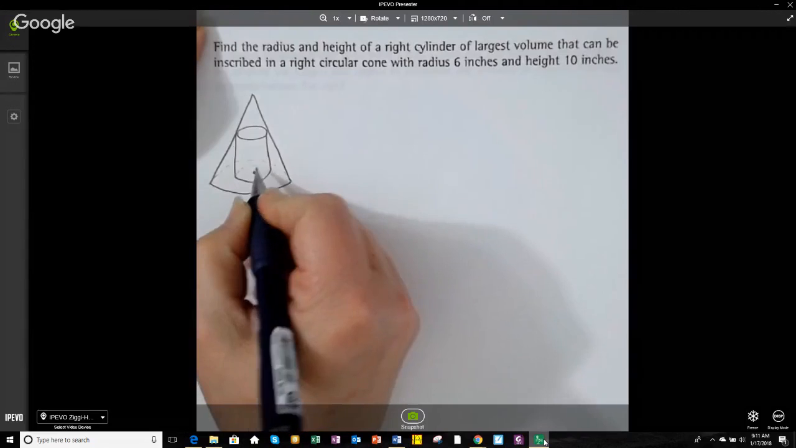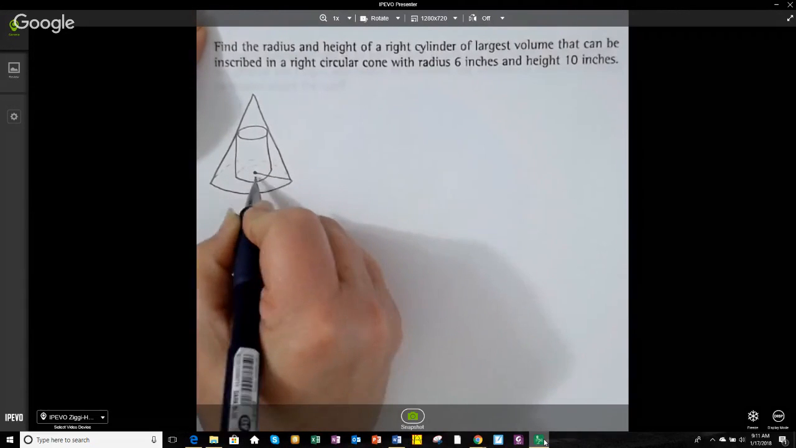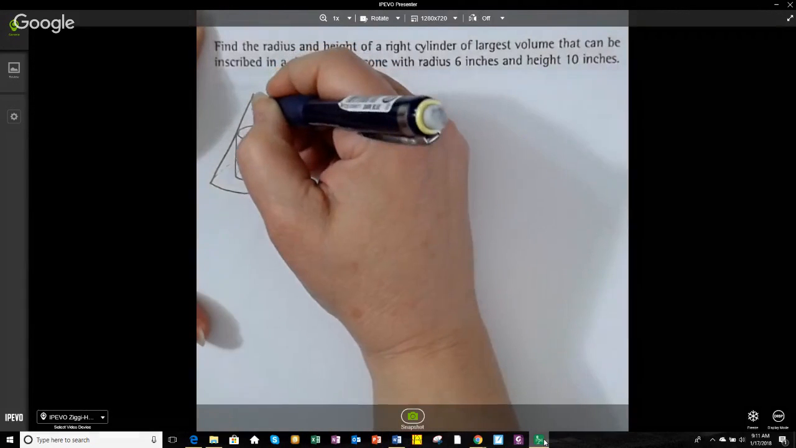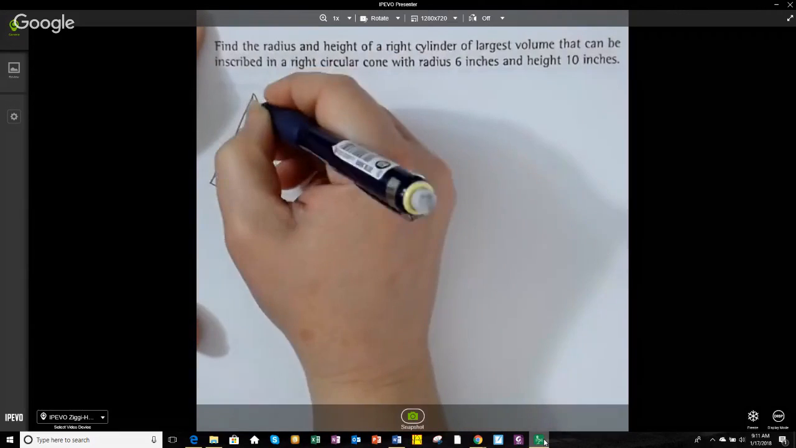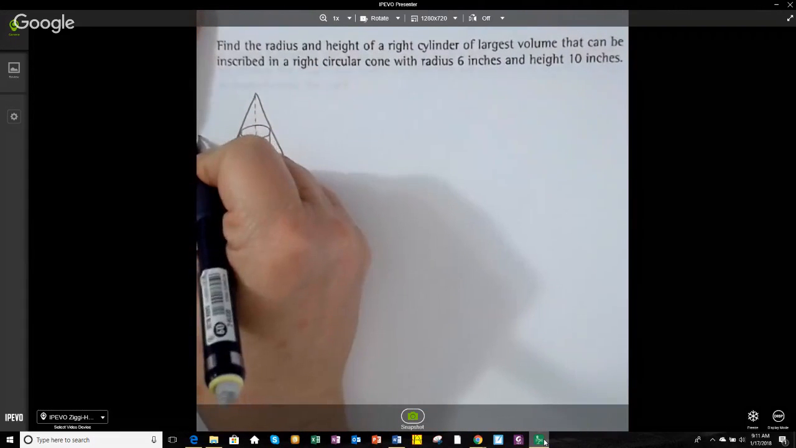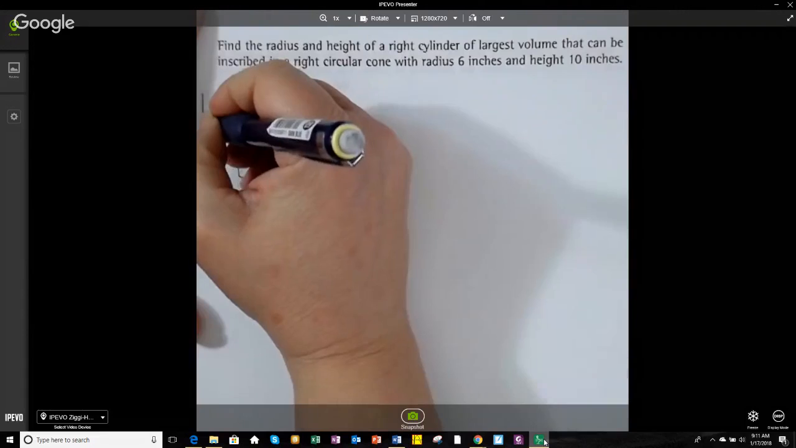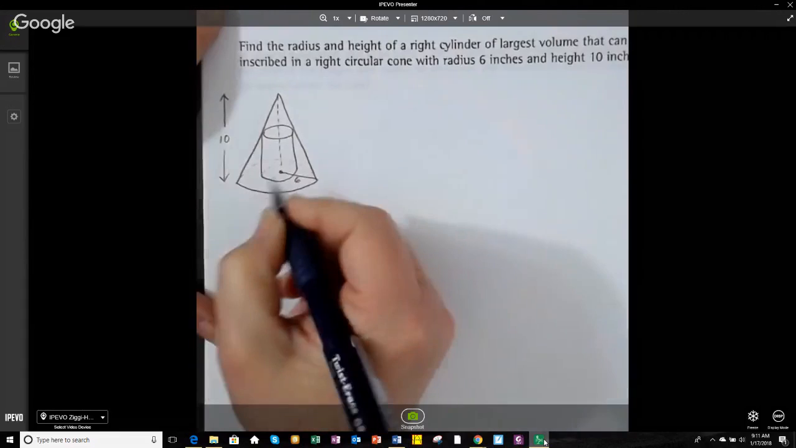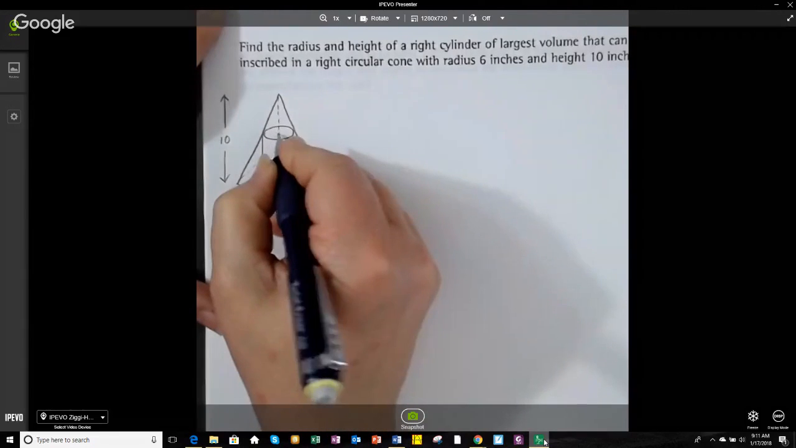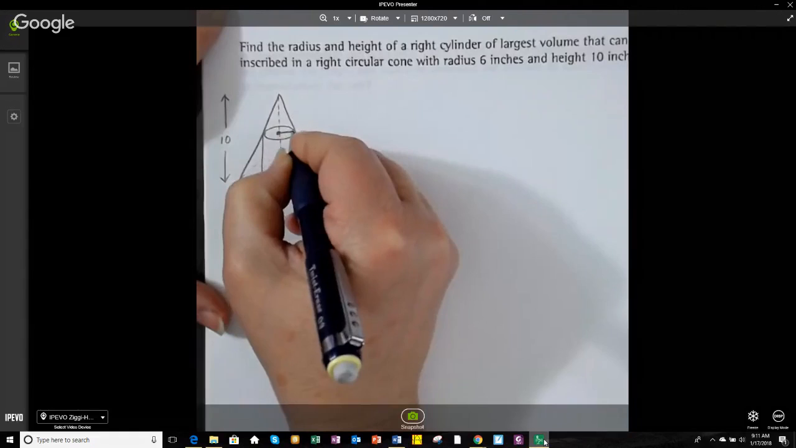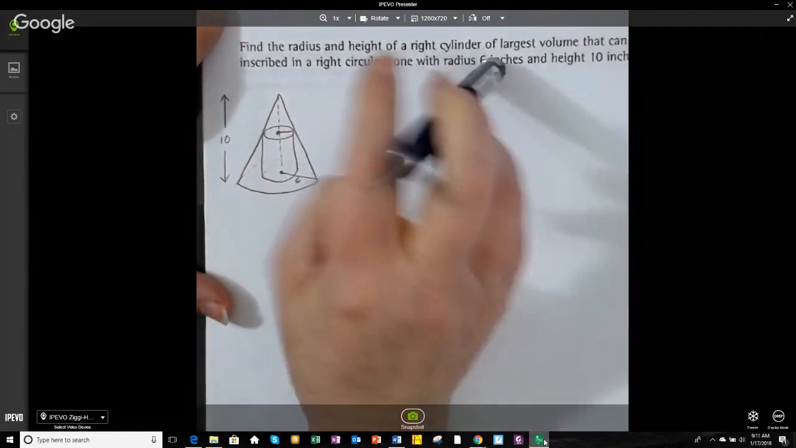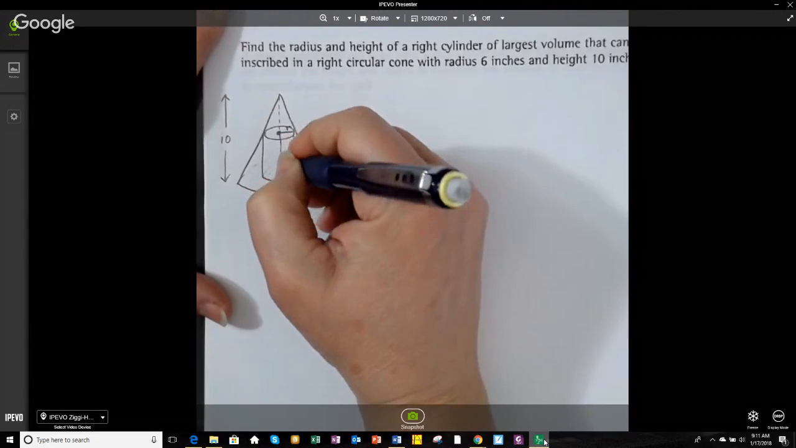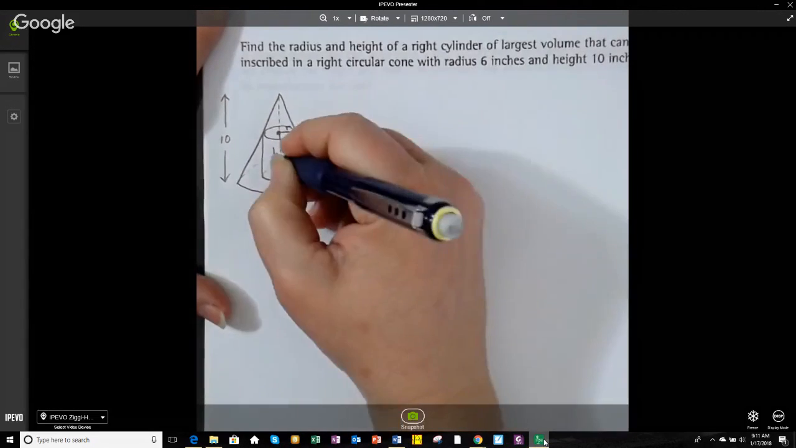So the radius here of the cone is 6, and the height of the cone here is 10. So I'm going to label that on the outside. So this height is 10. And the radius is 6. And okay, so the radius of this here is R, and the height of my cylinder is H.